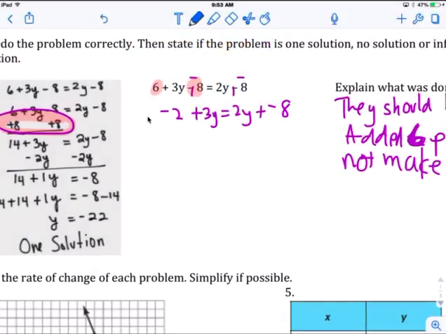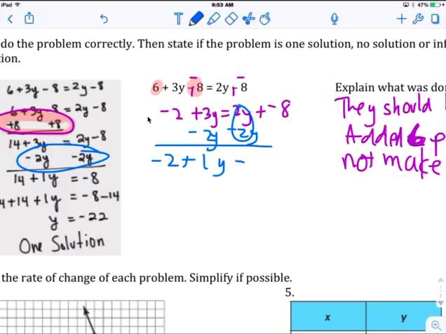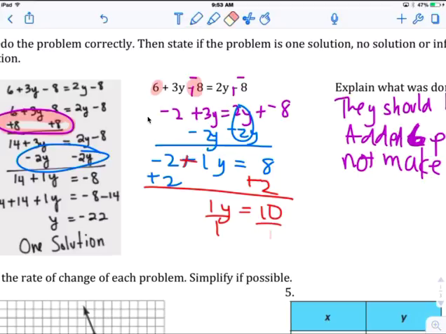Let's see. Minus 2y, minus 2y right here. You see this? They did that. And they wrote the y. That's 1y plus a -2 equals 8. And then add 2. It's on the side of the plus. That's the one you need to make 0. 1y equals 10. Divide by 1. It doesn't change anything. So your answer is just y equals 10. Okay?